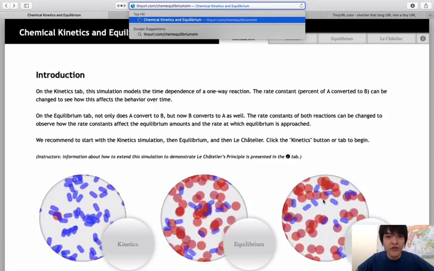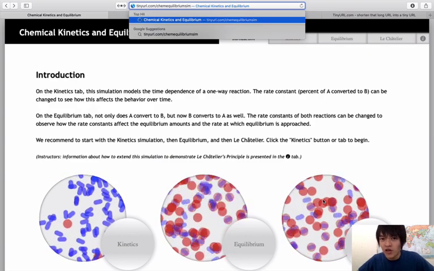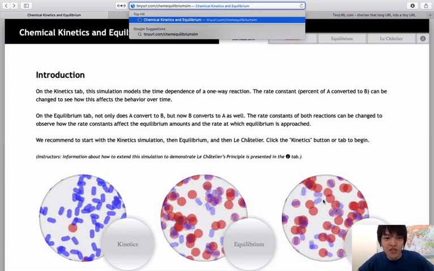We're going to be moving on to a new unit called chemical equilibrium, and we're going to start this off by looking at a very quick simulation.